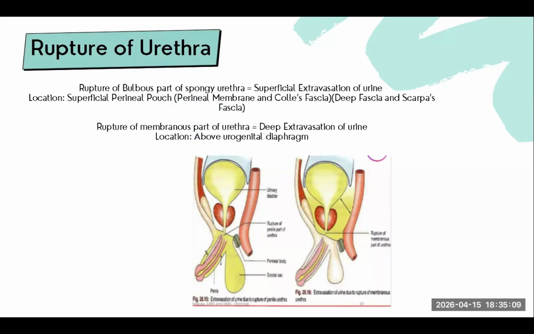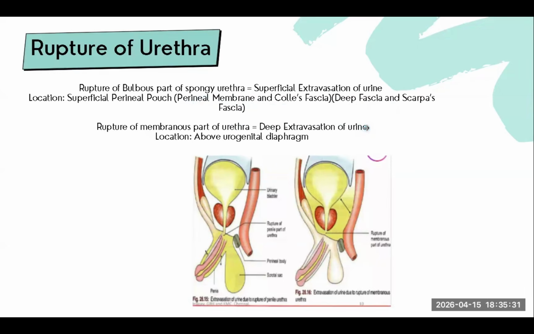Anyway, straddle injury. If the bulbous part of the spongy urethra ruptures, you would have superficial extravasation of urine. And the location of the extravasation of urine is the superficial perineal pouch, particularly between the perineal membrane and Colles fascia, or between the deep fascia and Scarpa's fascia.